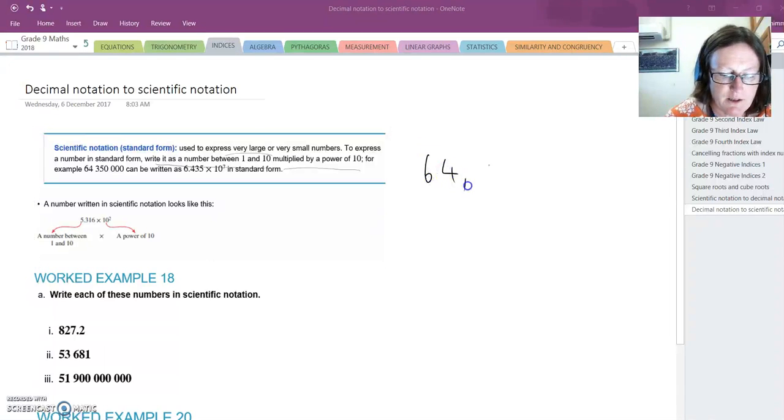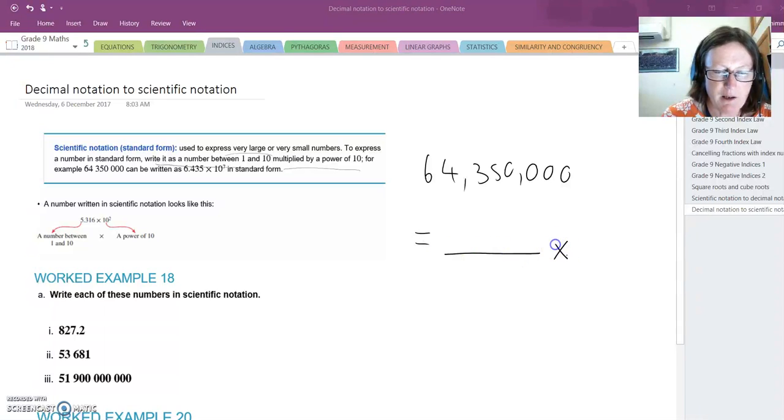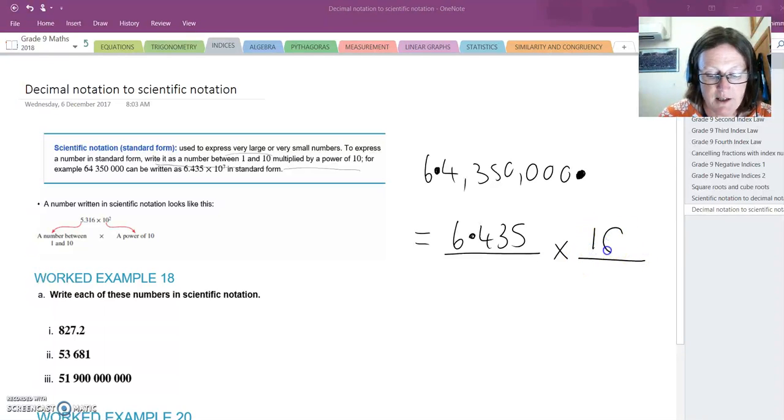If I was writing 64,350,000 in standard form or scientific notation, the first part of it has to be a number between 1 and 10. So at the moment, the decimal point is here. If I put the decimal point there, that makes this a number between 1 and 10, 6.435. The second part is 10 to the power of. In other words, how many do I have to jump to get back to where the decimal point was? 1, 2, 3, 4, 5, 6, 7 in a positive direction.